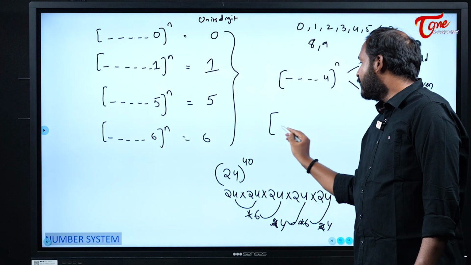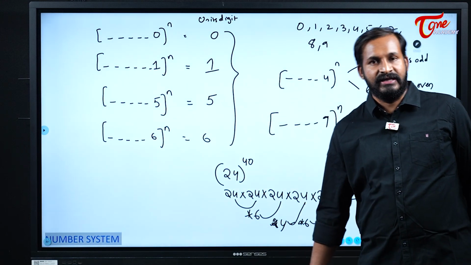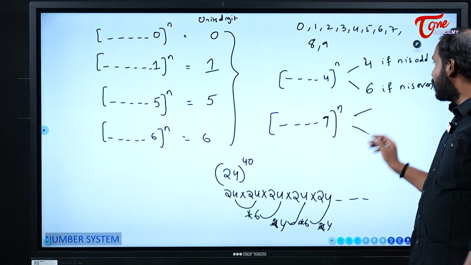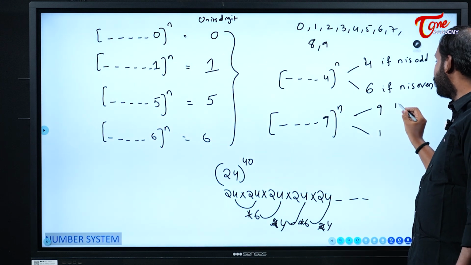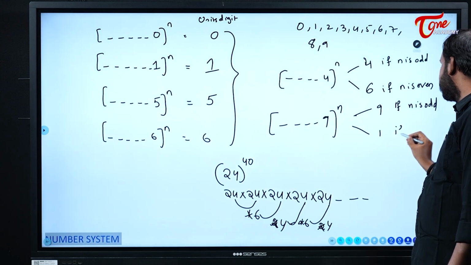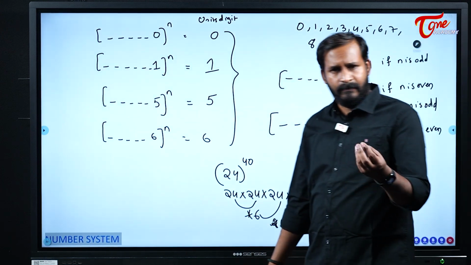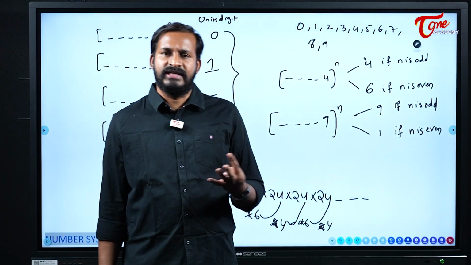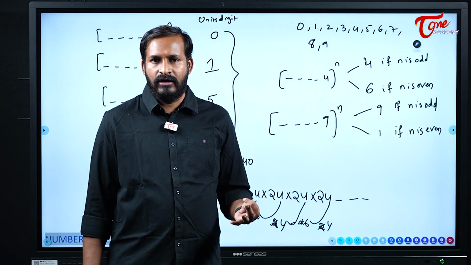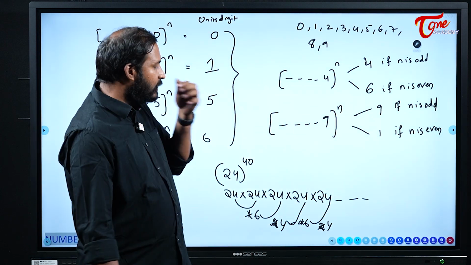Similarly, any number which ends with 9 also has 2 chances, similar to 4. Those 2 chances are 9 and 1. If n is odd, we will get 9. If n is even, we will get 1. Simple to remember: 9 power 1 is 9, and 1 is an odd number. 9 square is 81, and 2 is an even number. The units digit of 81 is 1. Try to remember in this manner.